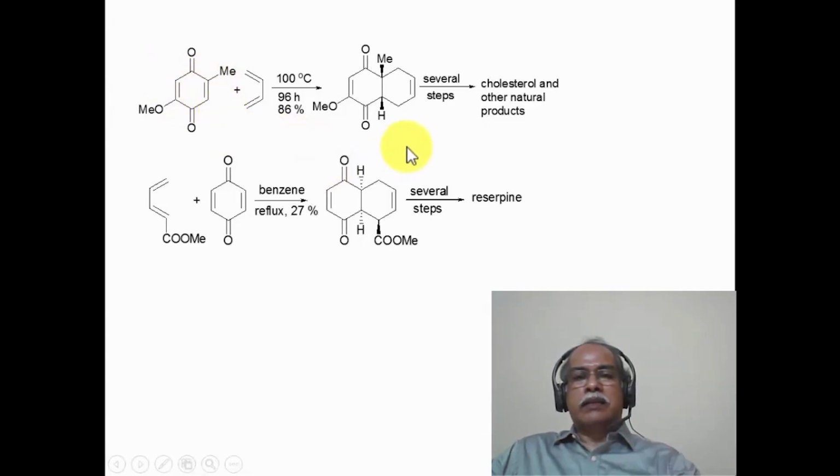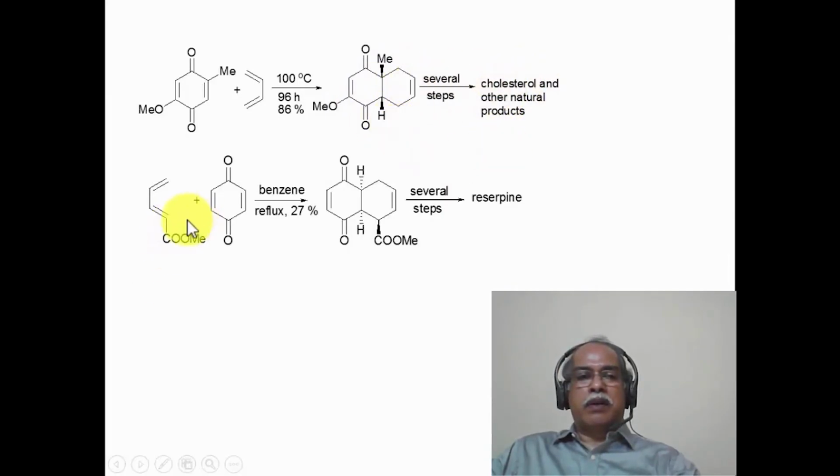So the Diels Alder reaction takes place in a very regioselective manner only on this particular side, resulting in the formation of the corresponding Diels Alder adduct, which is shown here, for example. This molecule is taken as an intermediate in several step synthesis of cholesterol and other natural products by Woodward.